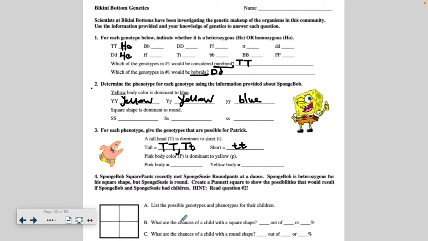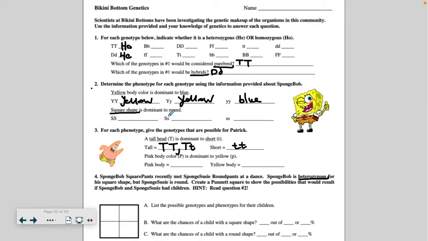All right, the last one that we're going to do together is this one right here. SpongeBob SquarePants recently met Sponge Susie Roundpants at a dance. SpongeBob is heterozygous for his square shape, but Sponge Susie is round. Create a Punnett square to show the possibilities that would result if SpongeBob and Sponge Susie had children. So how do we break this down? We are looking at square shape or round. It says SpongeBob is heterozygous for the square shape. You're probably wondering, what letter are we going to use? It says hint, read question 2. So I go to question 2. That one's talking about yellow body. Oh, square shape is the one you're supposed to do on your own.